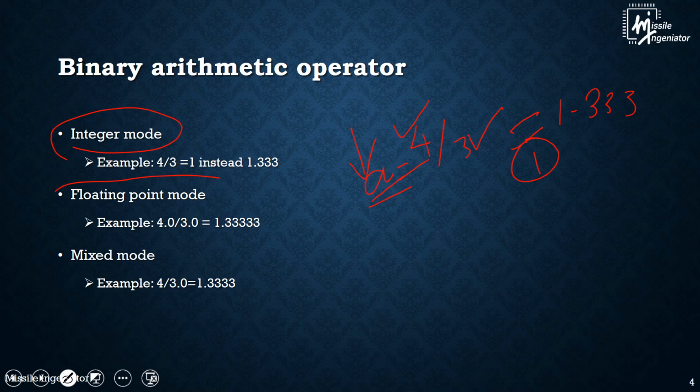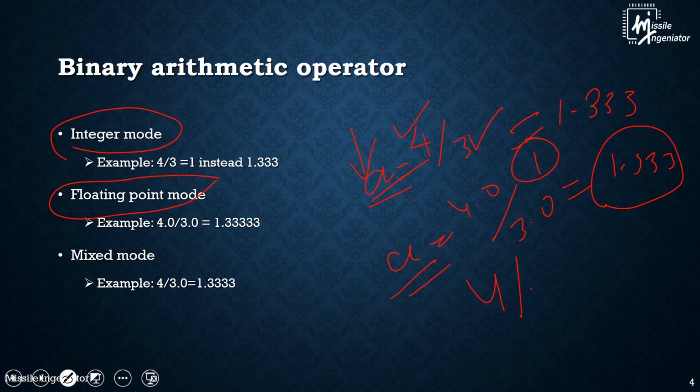If it is floating mode, when we declare 4.0 divided by 3.0, once the result is of float type, this float value is stored in variable a, so no truncation happens here. If it is mixed mode, it actually divides 4 by 3.0, it's 2 to 3.